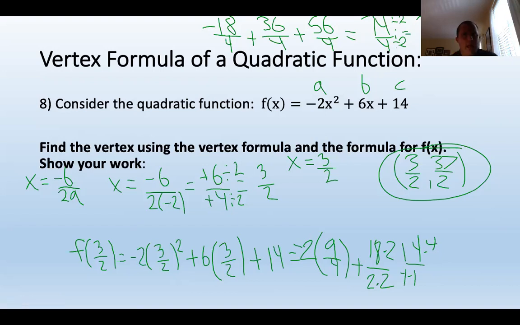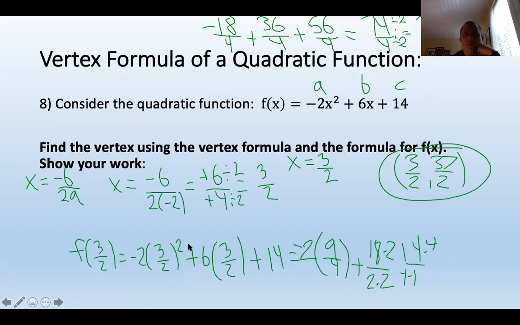Now, in all likelihood, on your test, the system is probably going to want your answer as a reduced fraction. So we're going to leave our x coordinate as 3 halves. Now, to get the y coordinate, 3 halves is plugged in for x, and then we'll simplify the function to get the y. So this is f(3/2) equals negative 2 times, instead of x, we have 3 halves squared, plus 6 times, instead of x, we have 3 halves, plus 14.